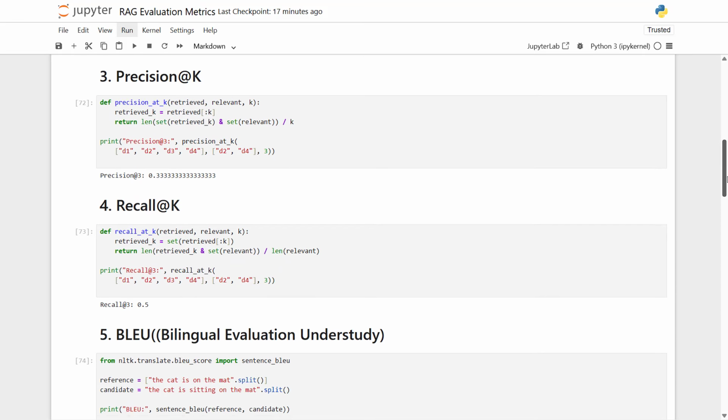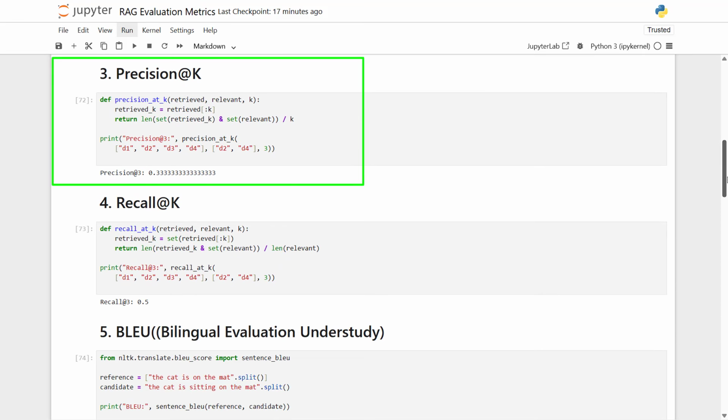The code for precision at k measures how many of the top k retrieved documents are relevant. It looks only at the first k items in the retrieval list. It computes the intersection between retrieved at k and relevant documents. The score is relevant retrieved in top k divided by k, showing accuracy of top results.